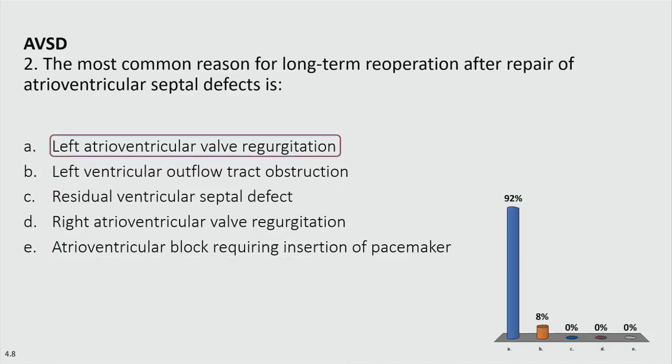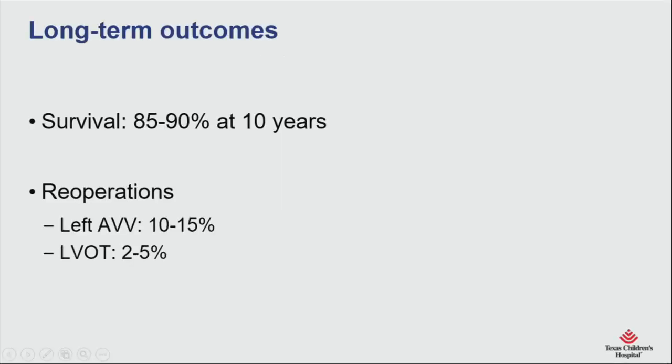Correct. Left AV valve regurgitation is going to be your main reason for long-term reintervention in these patients. LVOT obstruction is also an important consideration, but it's not as common. The incidence of left AV valve reoperation is somewhere between 10 and 15%, compared to 2 to 5% for LVOT obstruction. And survival is usually 85 to 90% at 10 years, particularly because of comorbidities.